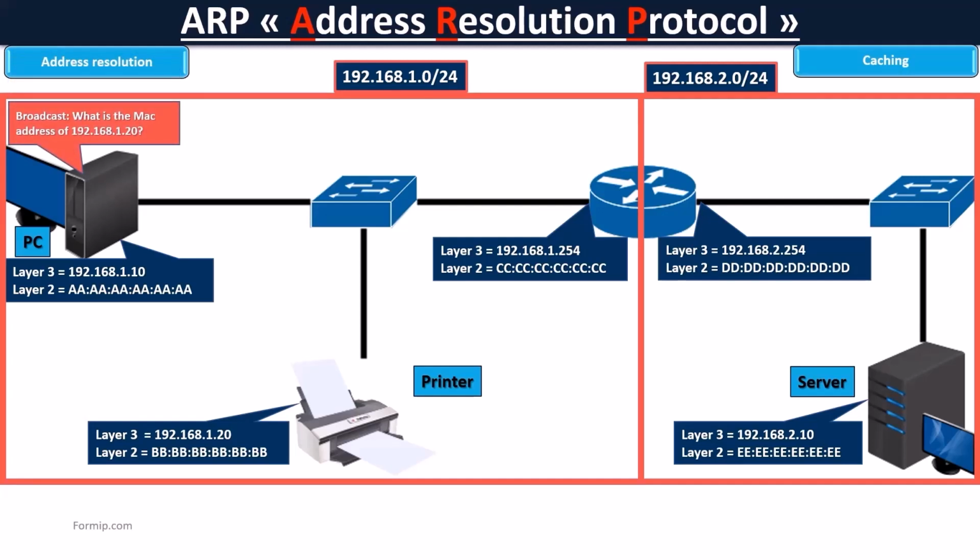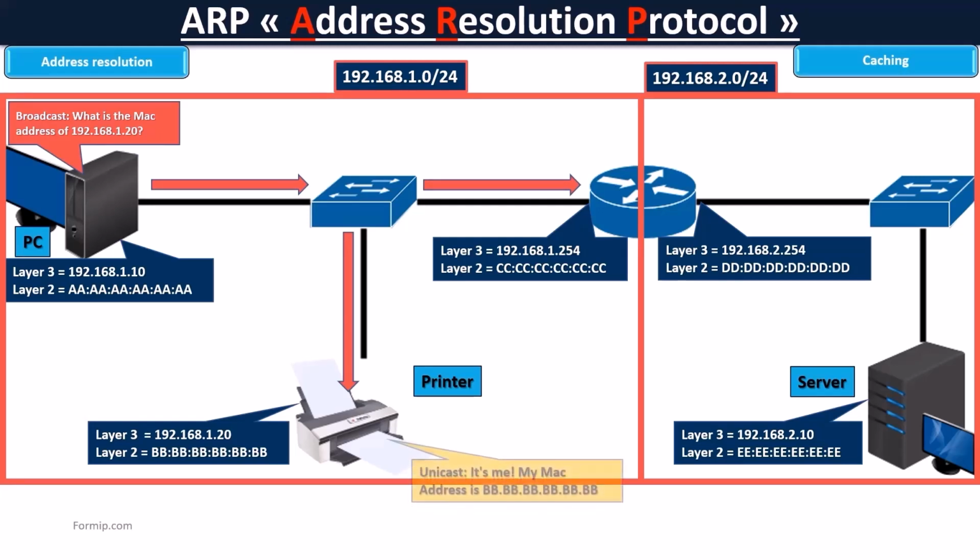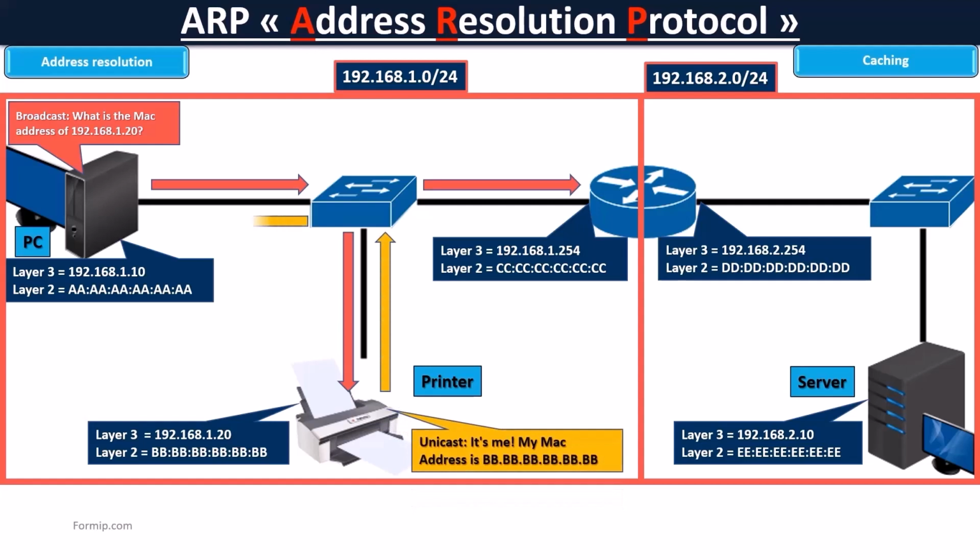As it does not know it, it will send a broadcast to all devices of the same subnetwork to ask who owns the IP 192.168.1.20. The printer, which recognizes itself, will respond with a unicast frame, indicating its MAC address. Now what if the PC wants to communicate with a device that is not part of the same subnetwork? For example, with the server.